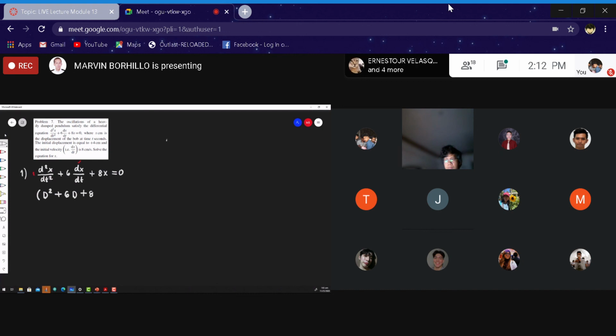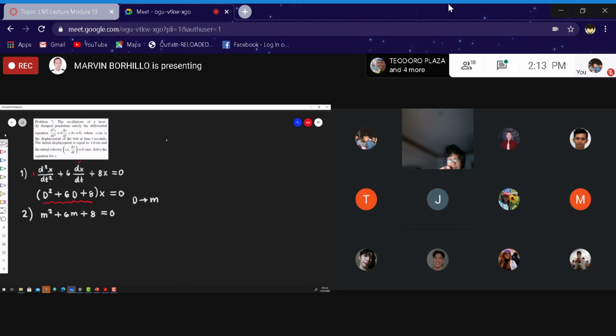8x plus 8 times x is equals to 0. This will be our D operator form that can be used in the auxiliary form. So auxiliary form, D will eventually be changed to m. Itong part lang na to ang ating gagamitin. So, the auxiliary equation will be m squared plus 6m plus 8 is equals to 0.